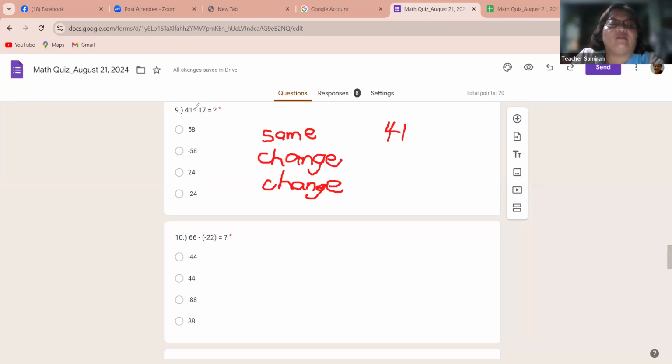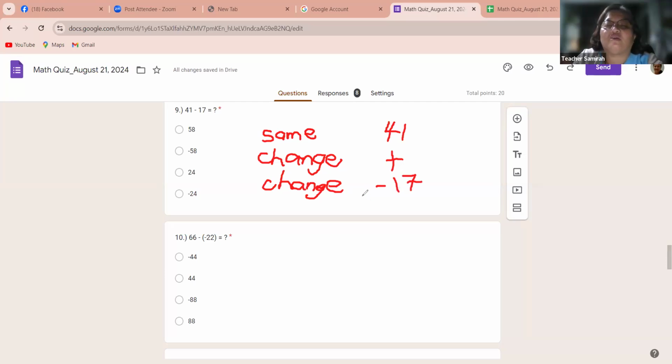The minus sign will be changed. What should be the sign now? Since we are going to change the minus sign, we are going to change it into addition or plus sign, right? And then, what is the sign of the second integer? The sign of the second integer is positive. Therefore, according to the rule, we are going to change it, which will become negative 17.